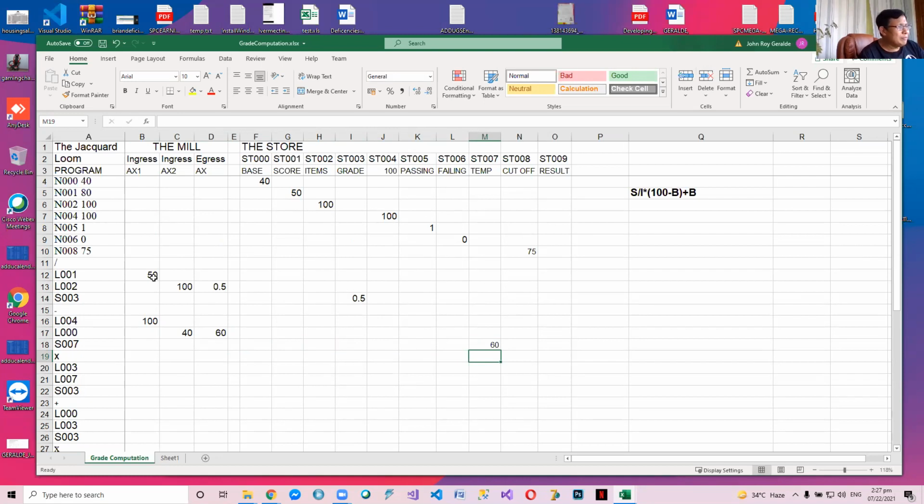Okay. Now we will multiply the 60 with the 0.5, right? Because we have score over items times 100 minus base. So the score over items is 0.5. We have it here, no? At 003. And the 100 minus base is 60. We have it there, no? Okay. So we will multiply.